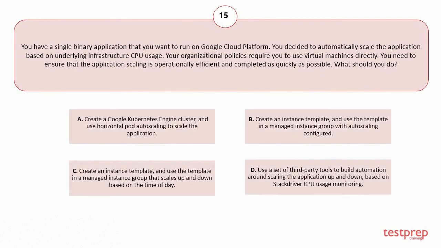Your options are: A. Create a Google Kubernetes Engine cluster, and use horizontal pod auto-scaling to scale the application. B. Create an instance template, and use the template in a managed instance group, with auto-scaling configured. C. Create an instance template, and use the template in a managed instance group that scales up and down based on the time of day. D. Use a set of third-party tools to build automation around scaling the application up and down, based on Stackdriver CPU usage monitoring. The correct answer is option B.